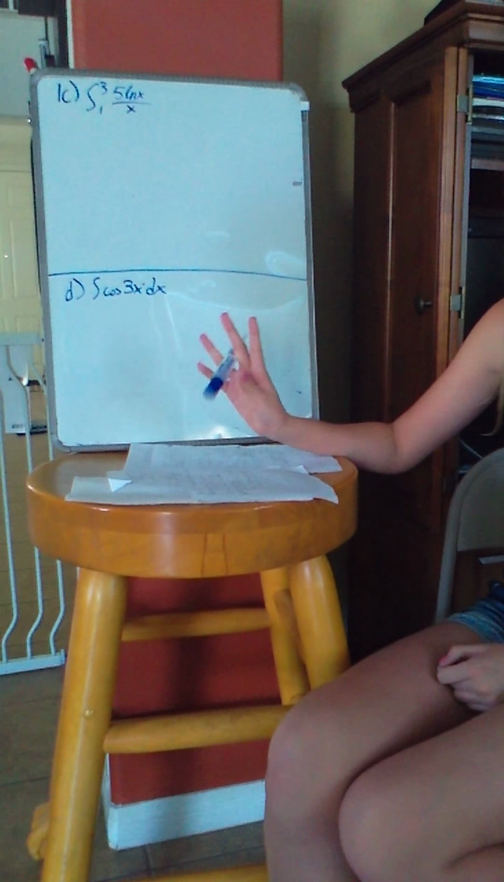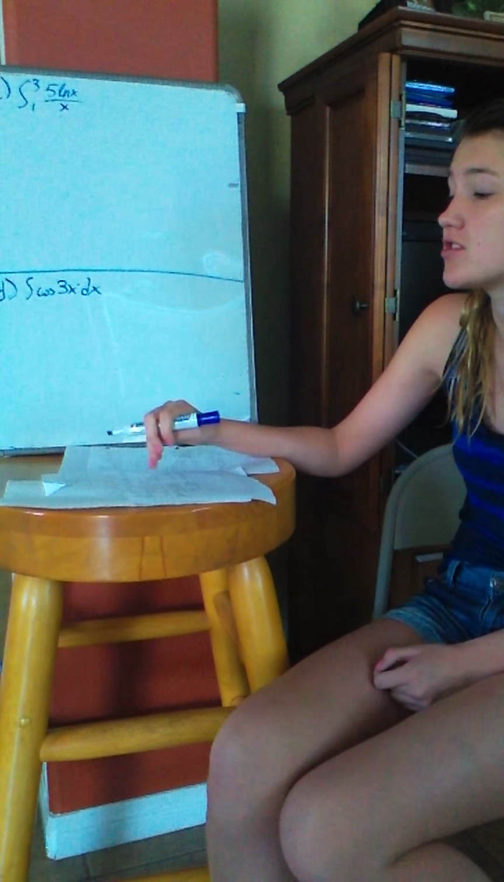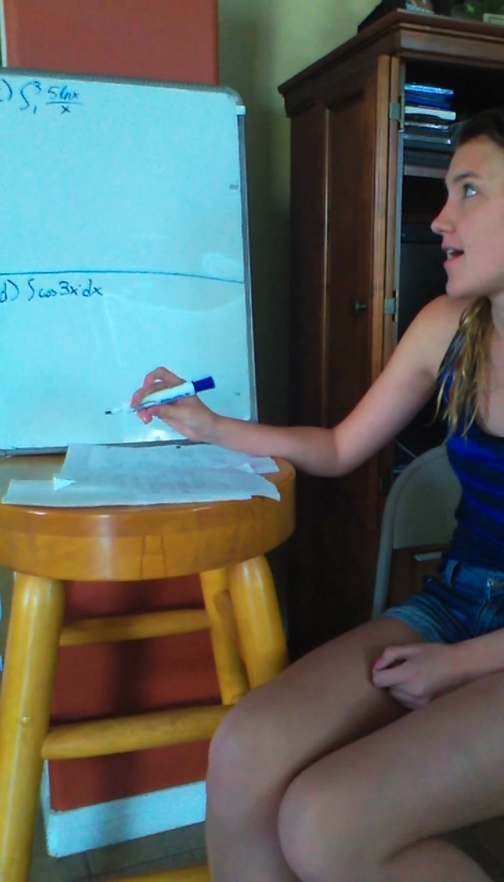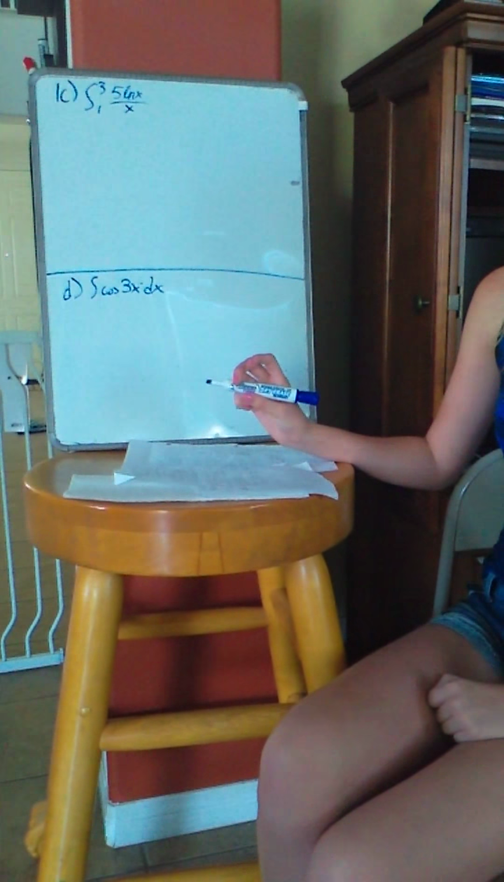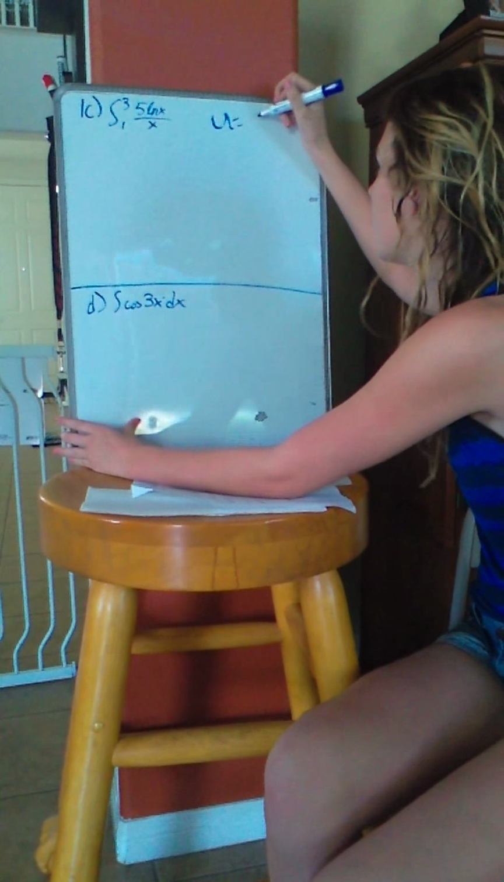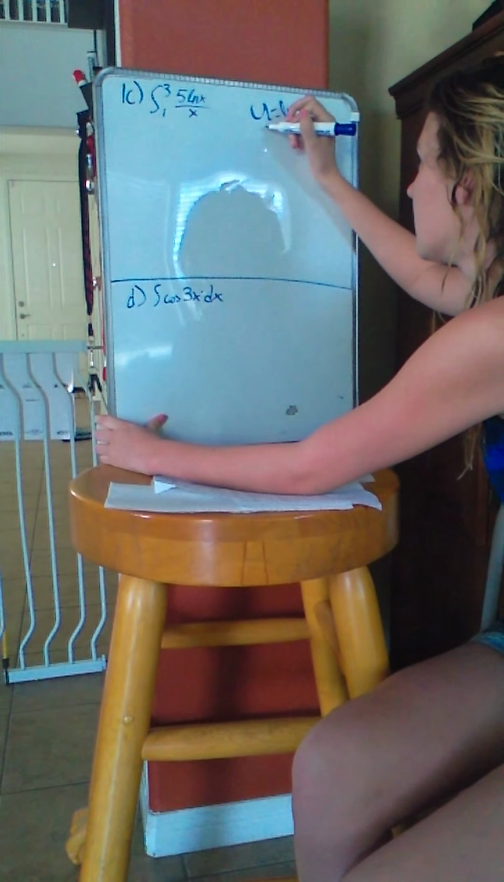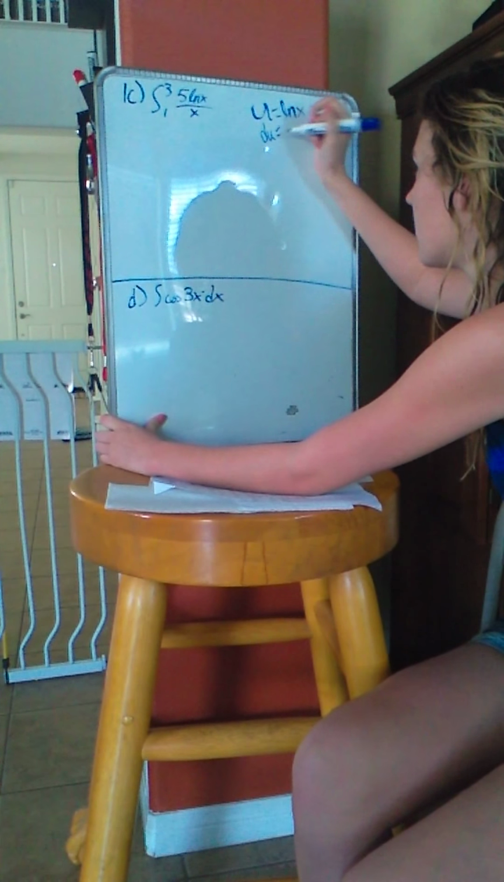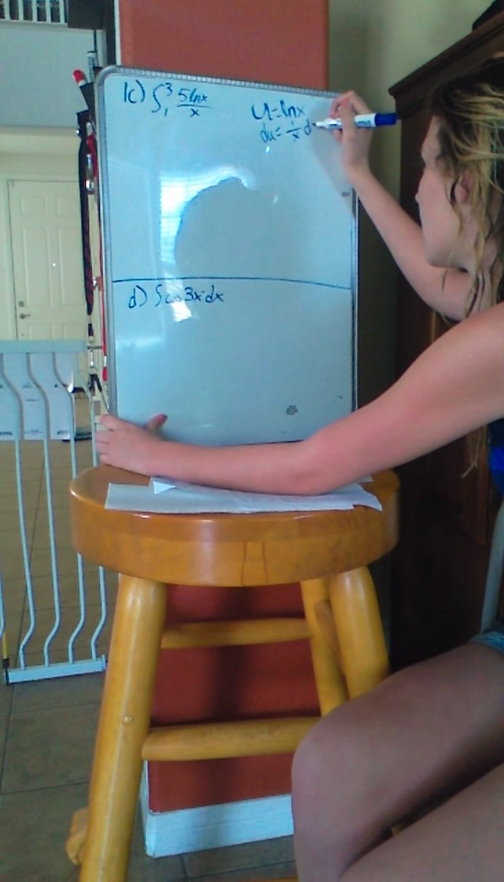I'm Holly Timblin, and I will be doing my 5.1 to 5.4 test corrections. I'm starting with number 1, parts C and D. So the first thing you do, you're going to use substitution. So it's going to be u equals ln x. So du, the derivative of u, would be 1 over x dx.